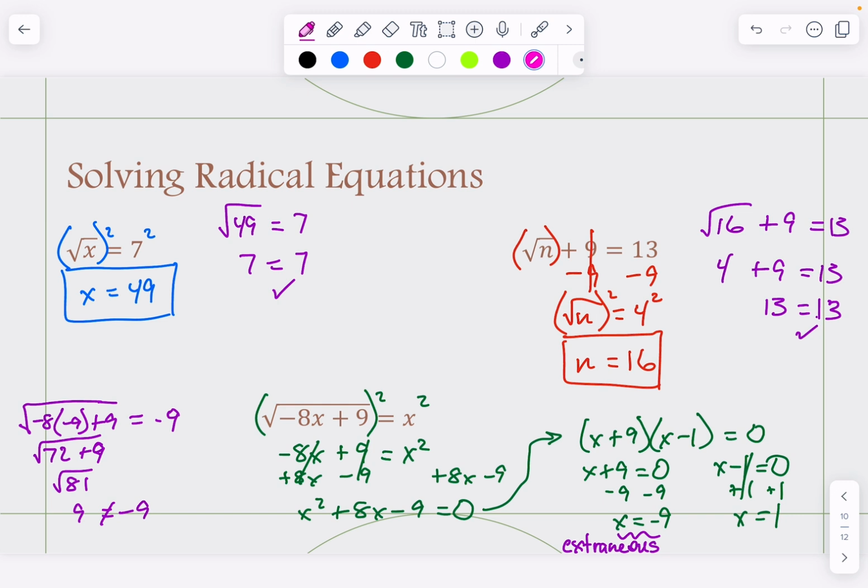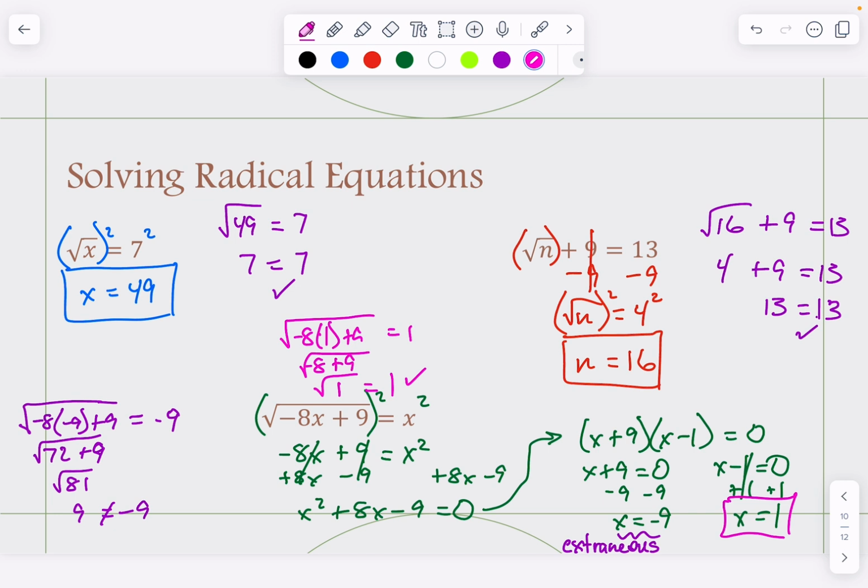Now, if I do it again using the 1, the square root of negative 8 times 1 plus 9 is equal to 1. Negative 8 times 1 is negative 8. Negative 8 plus 9 is 1. And the square root of 1 is 1. So this one does work out. So you definitely need to check your answers and confirm whether or not your answers are correct.